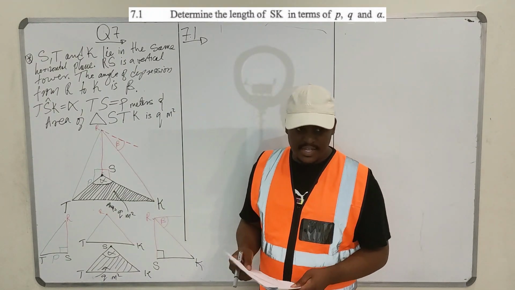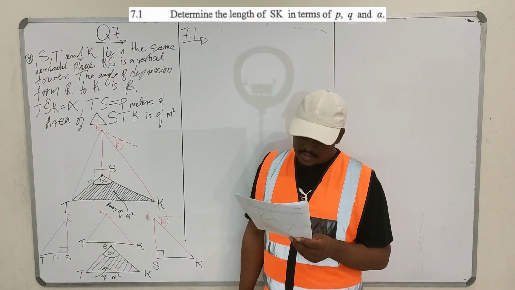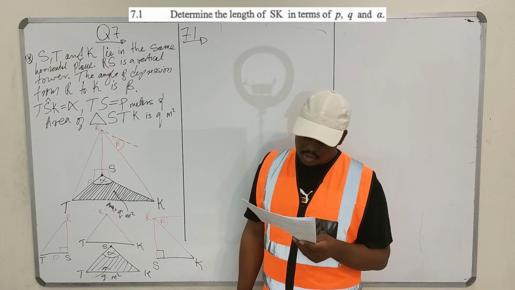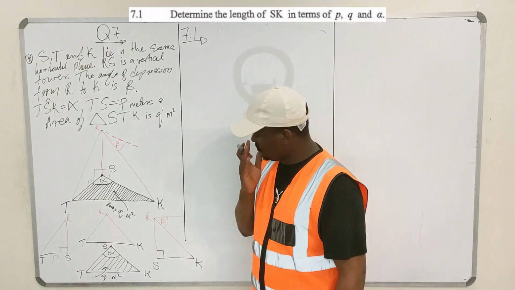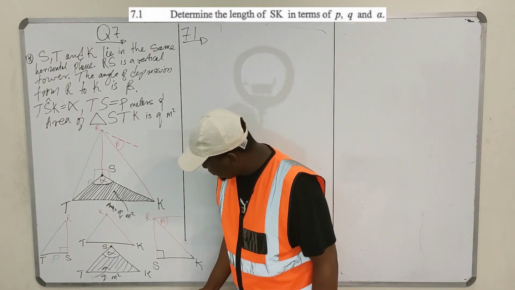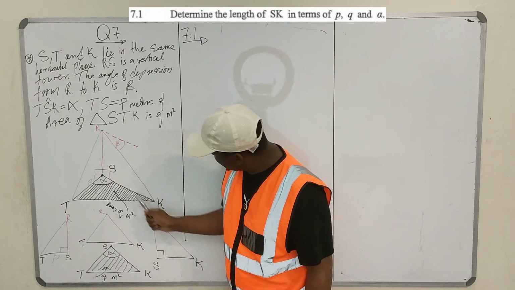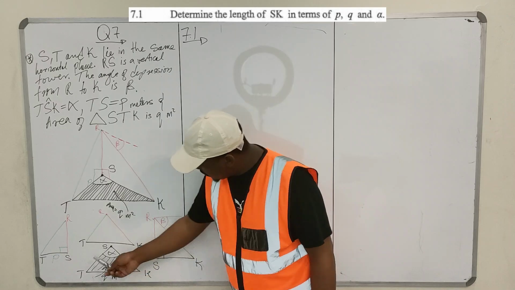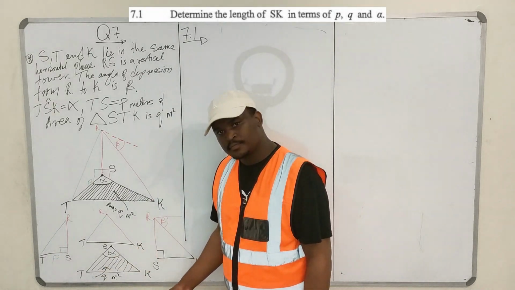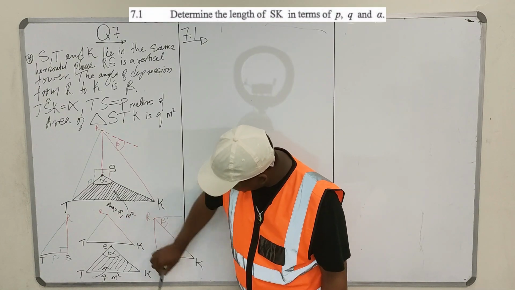What are they saying? They are saying to us, determine the length of SK in terms of P, Q, and alpha. They want us to find the length of SK. Where is SK? SK is this length here, which is the same as that length over there, right? But I'll look at this one separately. So, they want to find the length of SK, which is this length over here.